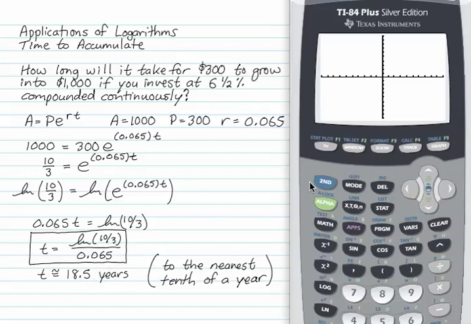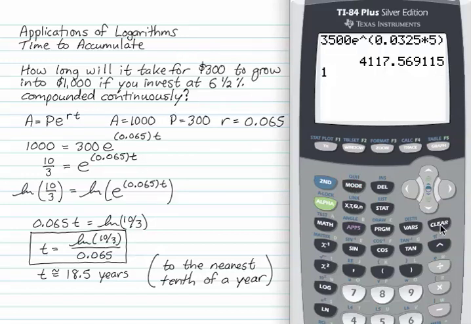Now I could evaluate that on the calculator with a natural log. The natural log of 10/3, divided by 0.065. There's 18.5 rounded to the nearest tenth of a year.